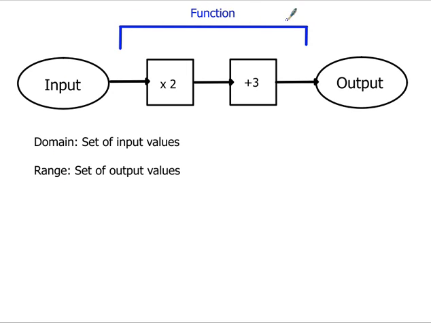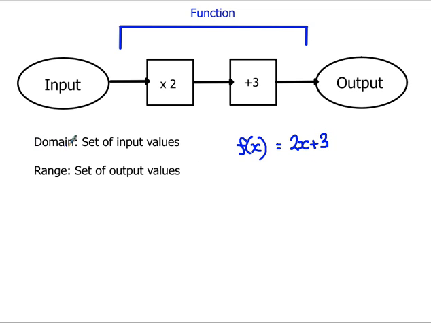Here we've got a function machine, as with the last lesson, and we've got an input, output, and the function here is defined as times 2 add 3. So if we were going to find the function when the input was x, that would be times 2 is 2x plus 3. So f of x will be 2x plus 3.